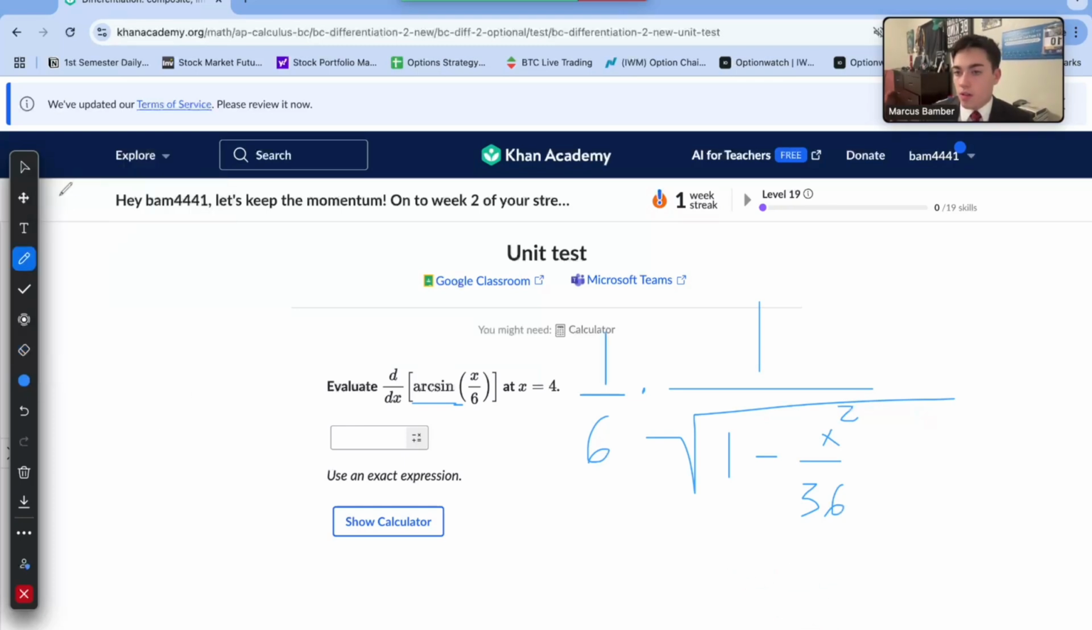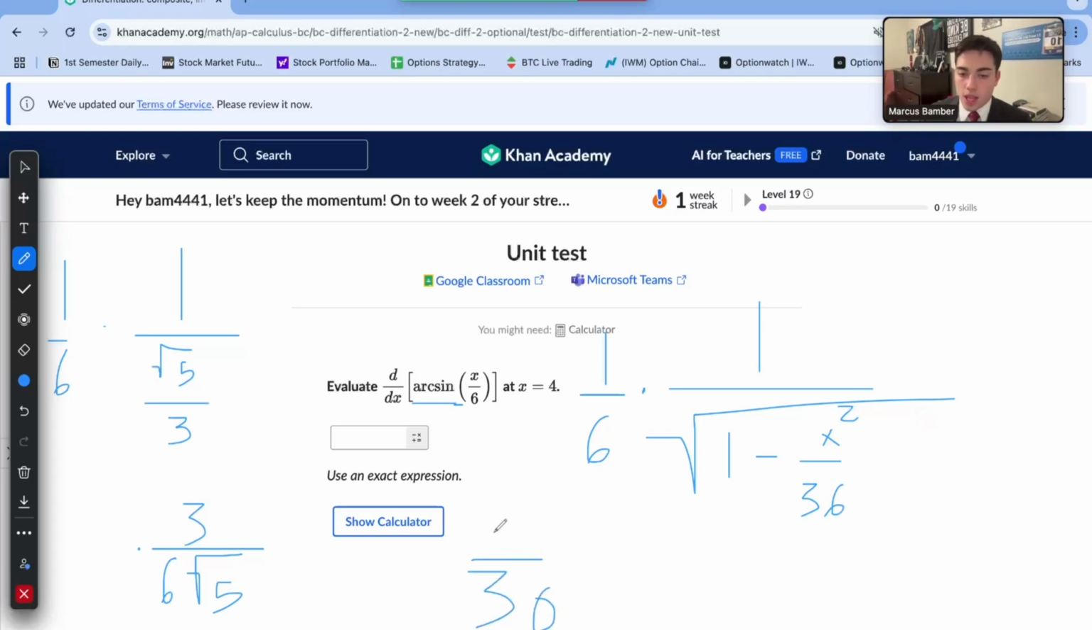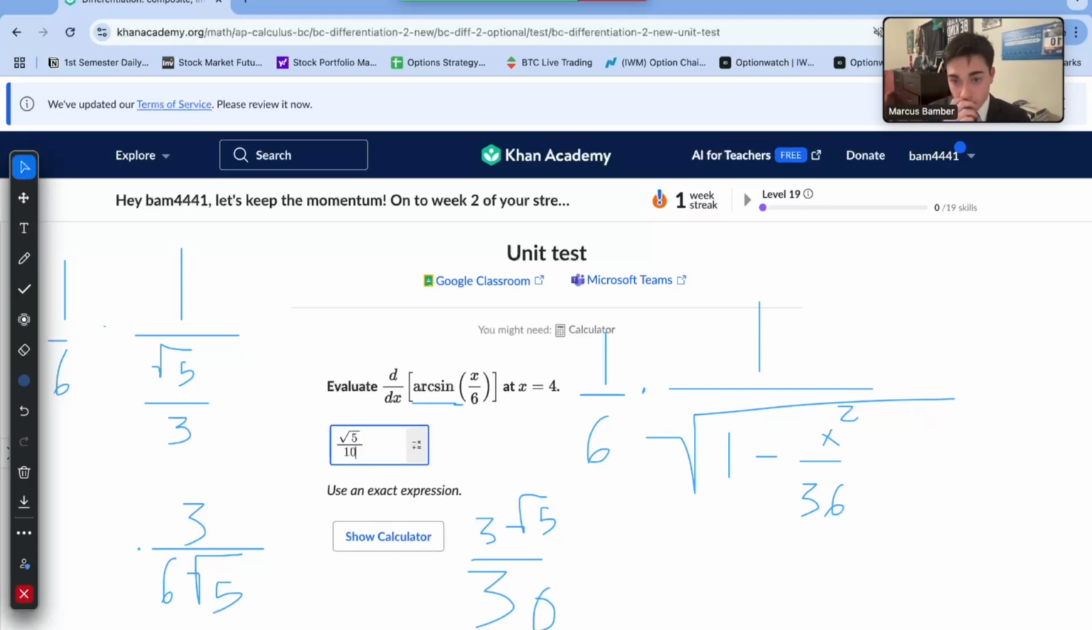So now we have 1 over 6 times 1 over the square root of 5 over the square root of 9. Square root of 9 is 3. So we have the square root of 5 over 3. This reciprocates into 3 over square root of 5 times 1 over 6. And now we have the 6 here. We can rationalize the denominator, so we get that 5. So our denominator becomes 30. Our numerator becomes 3 times square root of 5. Then we can simplify to square root of 5 over 10. And that is our answer. Square root of 5 divided by 10.